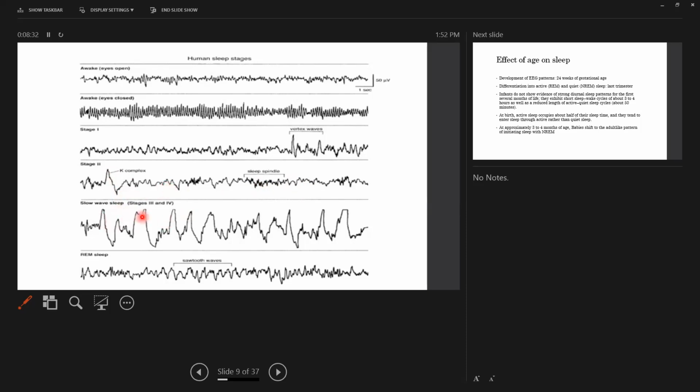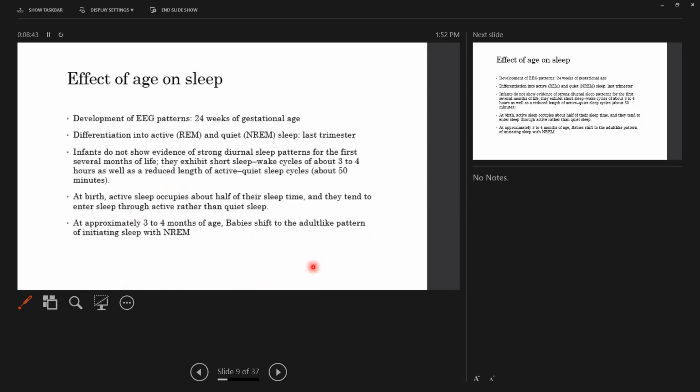Then we have the slow wave sleep, which is seen in stage 3 and 4, the older classification. And we have the delta waves here. These are very slow waves. Then in the REM sleep, sawtooth waves. So these are the various stages of sleep.